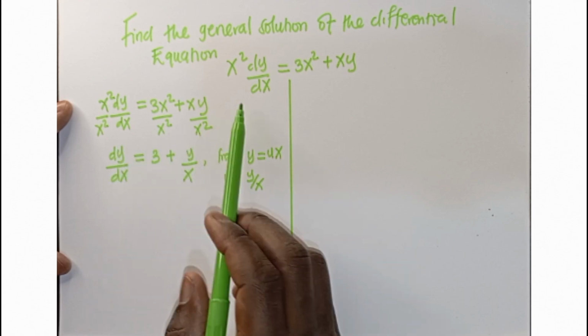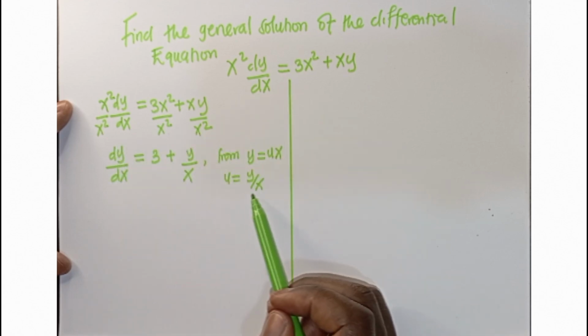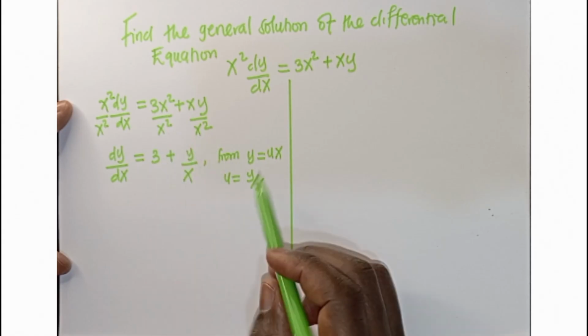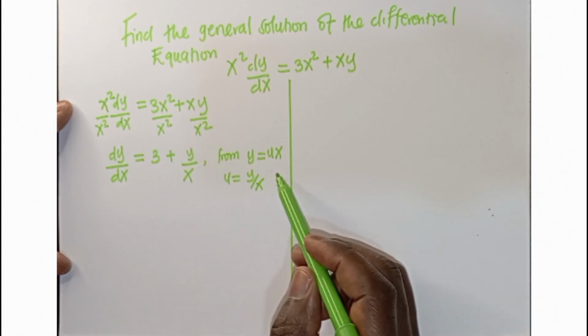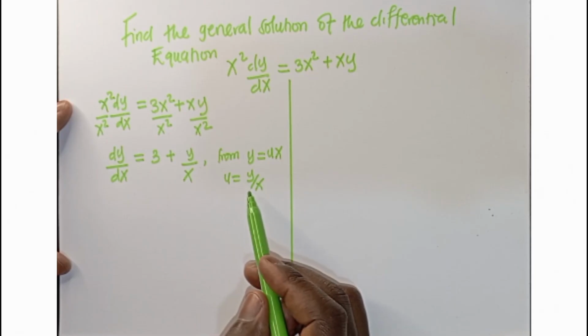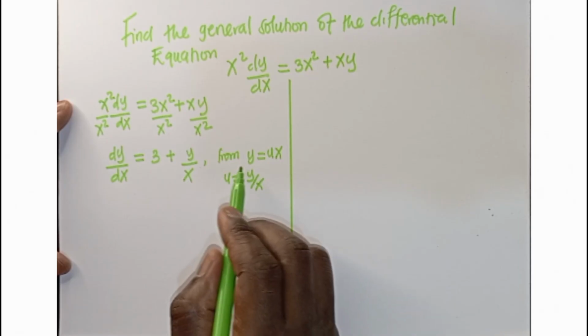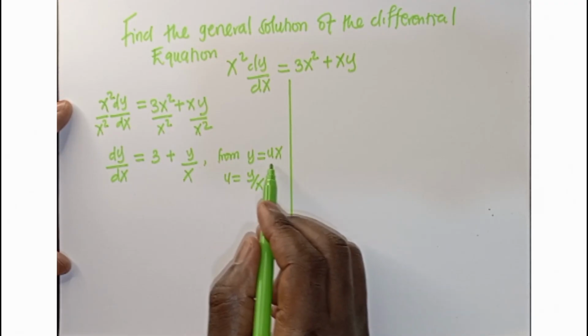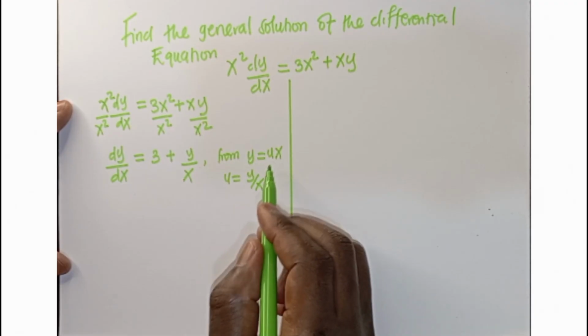If you divide through by x with the highest power and you get something like this, just know that that is homogeneous. So therefore, after reaching here, we go ahead and differentiate y is equal to ux.